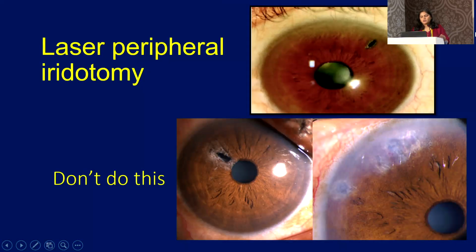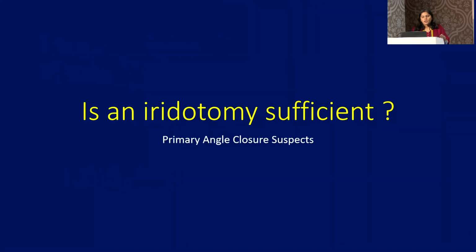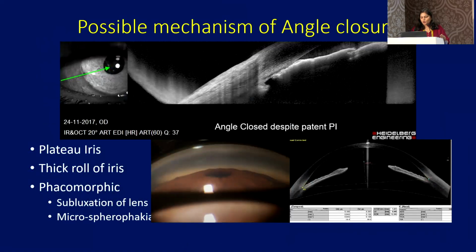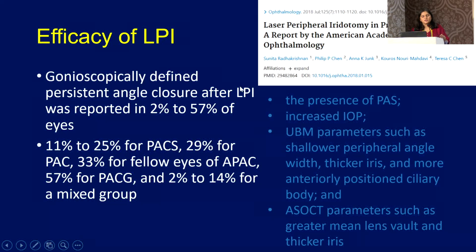Laser iridotomy is important. It has to be done almost 0.5 millimeter inside the limbus, and please be careful not to do multiple iridotomies in a thick iris. Try to use a coagulative laser before if it is a thick iris, as YAG PI cannot be done in the first go. Also, is an iridotomy sufficient? Sometimes iridotomy is not sufficient. Why? Because even after YAG iridotomy, gonioscopically persistent angle closure has been found in up to 50% of patients.